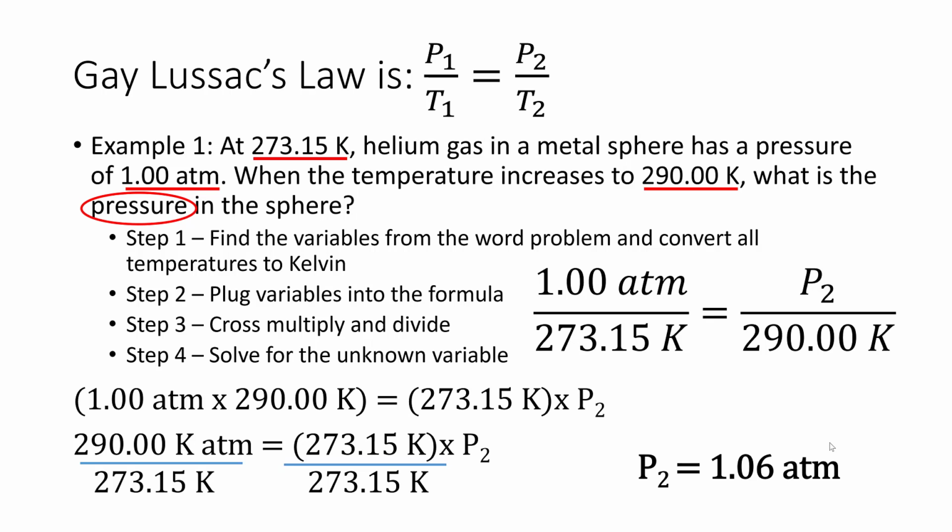But this is the first example. Make sure you have all of this written down. And you got as an answer that the pressure 2 equals 1.06 atmospheres. And that makes sense, right? Because if we look back at the word problem, we increased the temperature. And if we increased the temperature, then the pressure also should have gone up, because pressure and temperature are directly proportional.